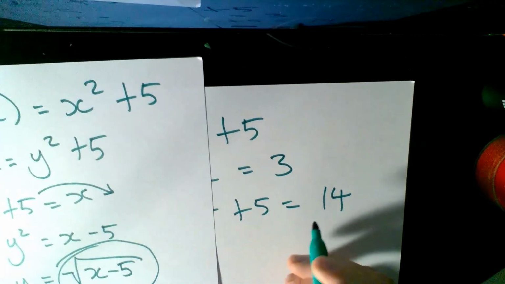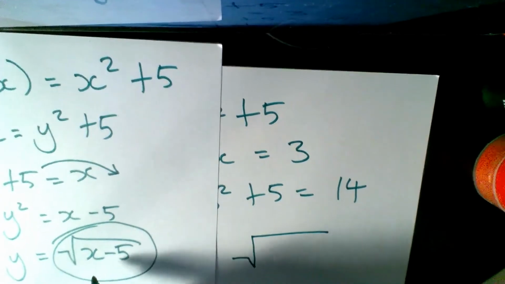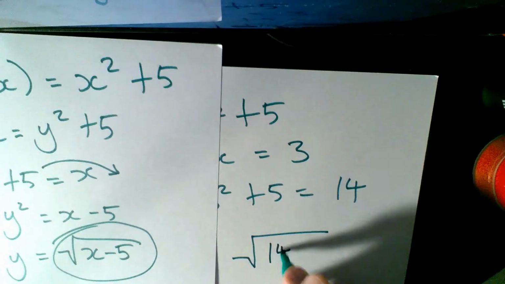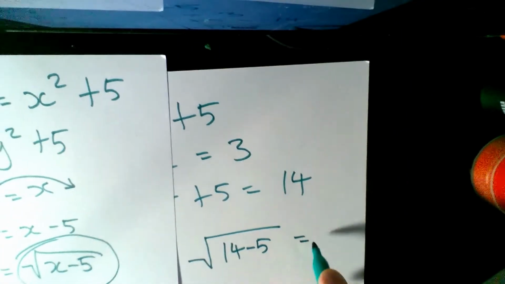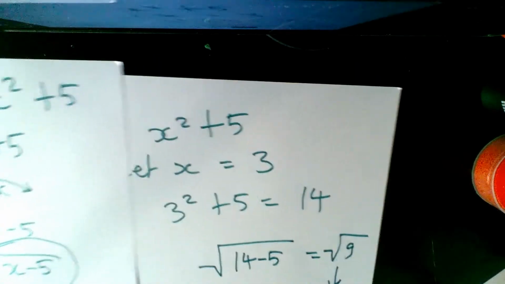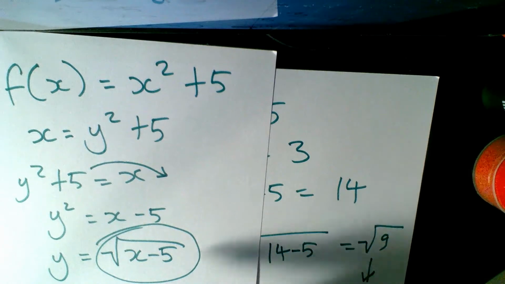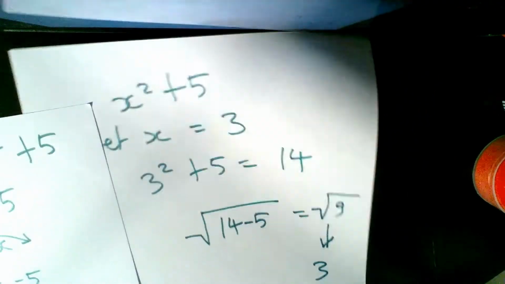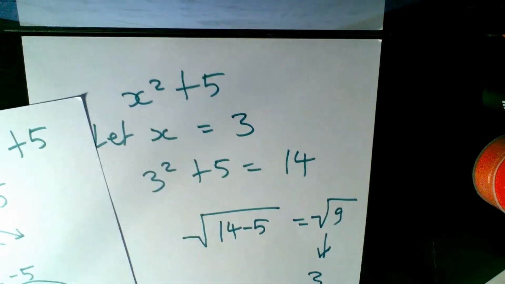So we put the 14 into this formula. Let's put the square root of 14 minus 5. So 14 minus 5 is 9, so equals the square root of 9, which is equal to 3. So we put the answer into the inverse function, and it will give us the original number that we first of all put into the equation. This is for inverse functions.